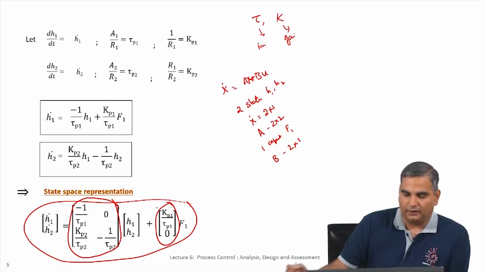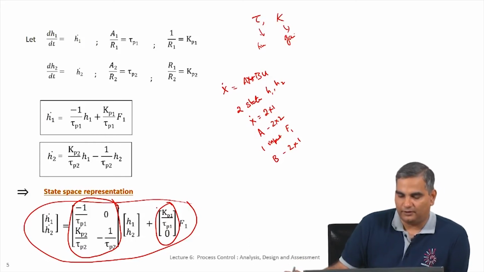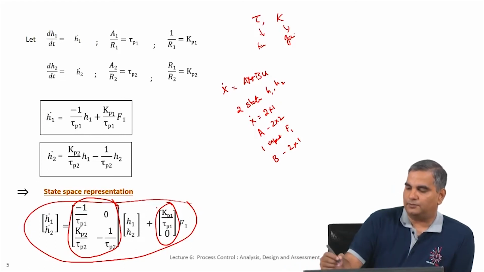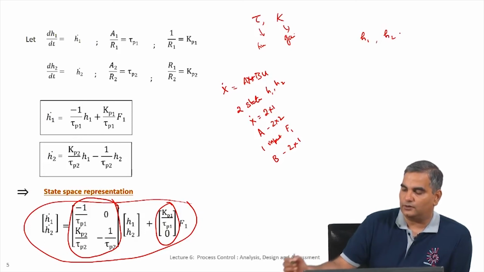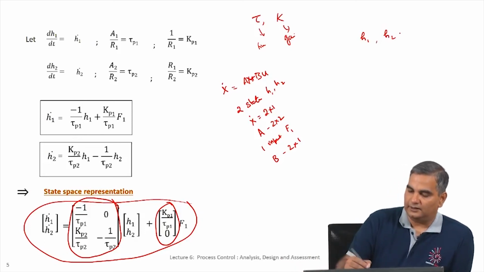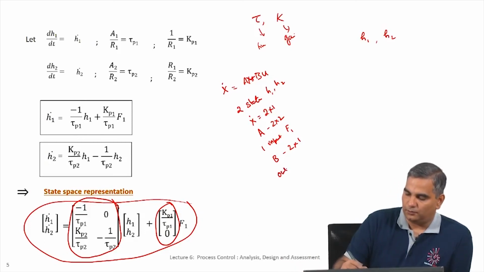So, that is how a multivariable state space model comes about, which you see using a very simple example. Now, you might ask what happens to the output equation. The output equation depends on what you consider as output. Supposing you are interested in measuring both H1 and H2 and controlling both, then the states are H1 and H2 and the output will also be H1 and H2. So, that will be two outputs.